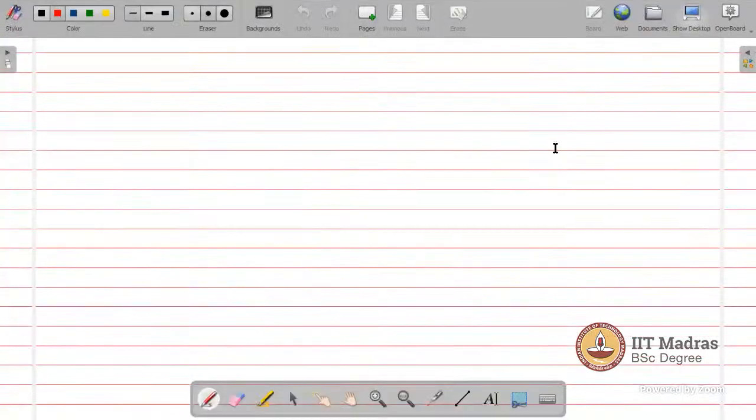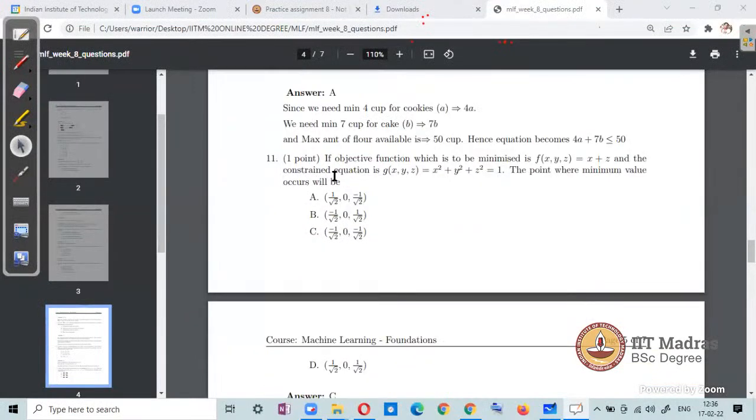Okay. Let's move to the next question. 11th question: if the objective function which is minimized is f(x, y, z) equals x plus z, and the constraint equation is this one, the point where the minimum value occurs will be. Okay, so nothing, we just have to do this one: del of f at x star equals minus lambda times del of g at x star.